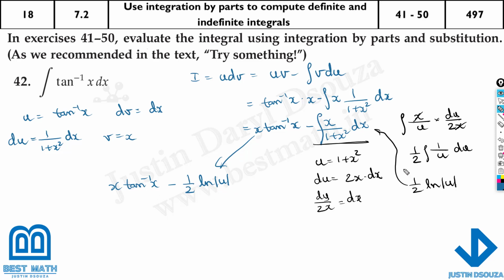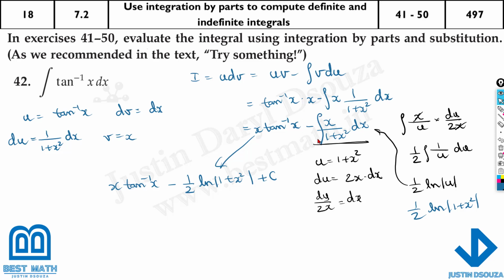Now, I forgot to write a very important thing. What was u over here? u was 1 plus x squared. So this is what you need to substitute back. Here it will be 1 plus x squared, not u, with respect to x. This plus c. So this is the final answer.